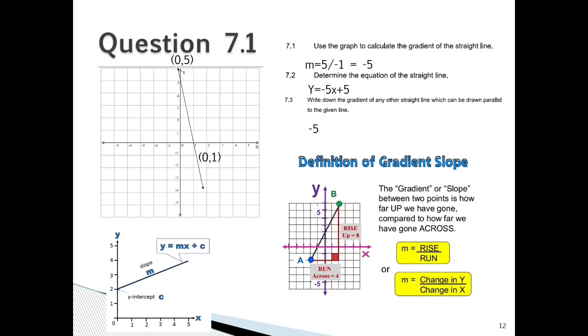For 7.1, when you're using the graph to calculate the gradient of the straight line, m is equal to 5 over negative 1, which is equal to minus 5. If you want to determine the equation of the straight line, it will be y is equal to minus 5x plus 5. And if you needed to write down the gradient of another straight line which can be drawn parallel to the line that is given, it will be minus 5. The gradients of the lines would be the same because they are parallel.